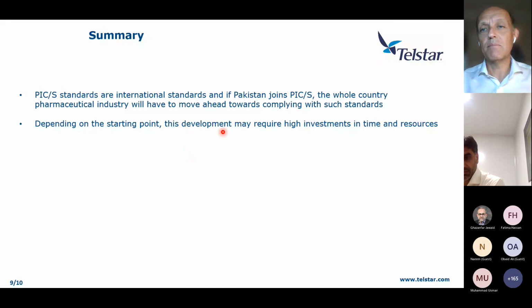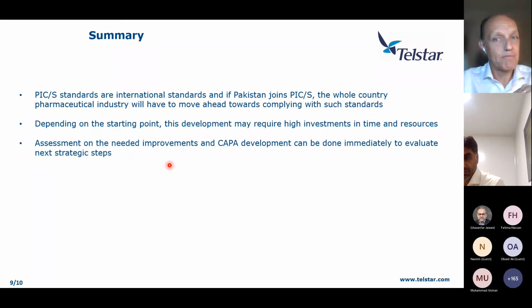Depending on the starting point, as we have seen, the development may require high investments in time and resources, and this is also important. If you are already complying with European GMPs, you are already there. You will not have to do anything. You are already at the level that you must comply. If your facility has been inspected either by FDA or by European inspectors and you comply, you are there. If you are only complying with local standards and also very close to not complying, of course, you will have to make more investments on that. Everything will depend on the starting point.